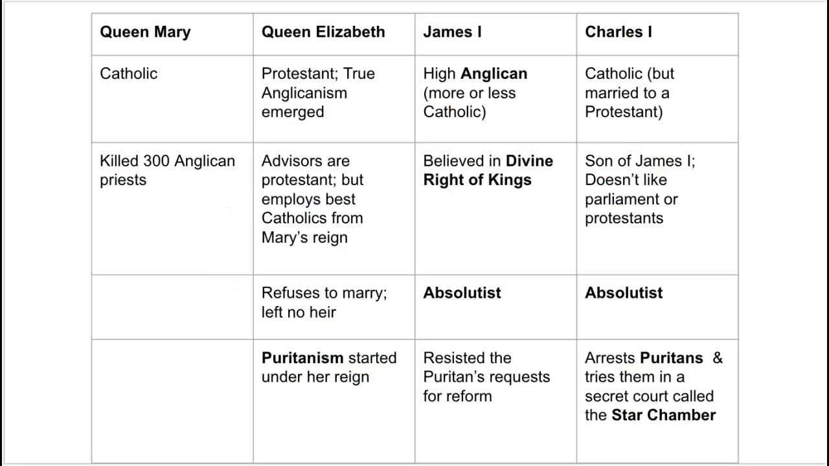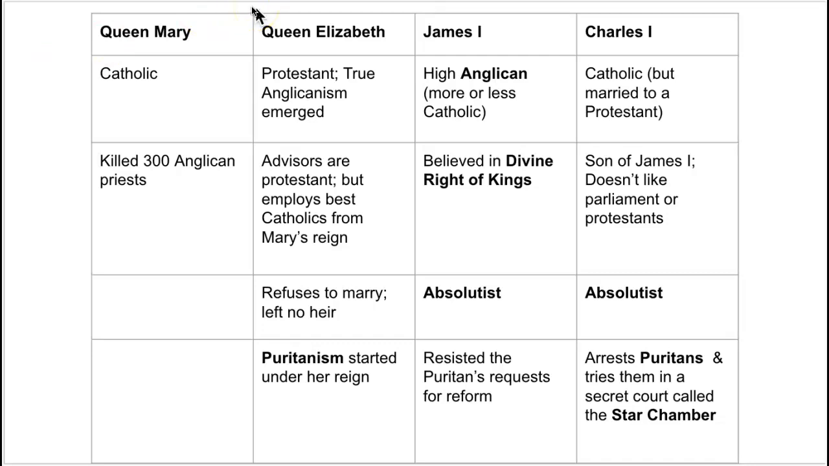So I'm going to give you some of this in a slightly different form. We have lots of different monarchs to talk about, so I'm using a chart here. The way that this is meant to be read is from left to right, top to bottom. So we're going to start with Queen Mary. She's a Catholic queen, pretty brutal to any Protestants. She killed over 300 Anglican priests.